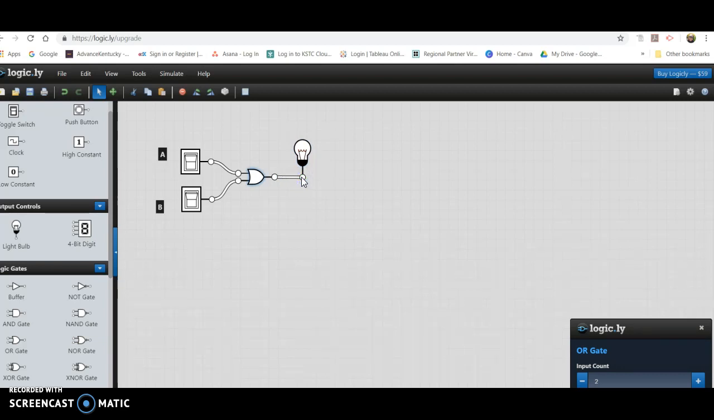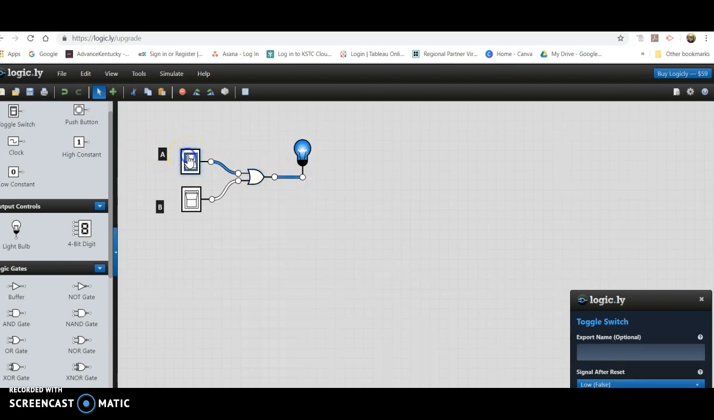to the light bulb. So notice that if we have two switches that are both off, if we put it through the OR gate, it results in the light bulb being off. If we turn switch A on, then the light bulb turns on. If we turn switch A off and switch B on, sorry about that, then our result for the light bulb is on. And if both switches are on, then the light bulb is on.